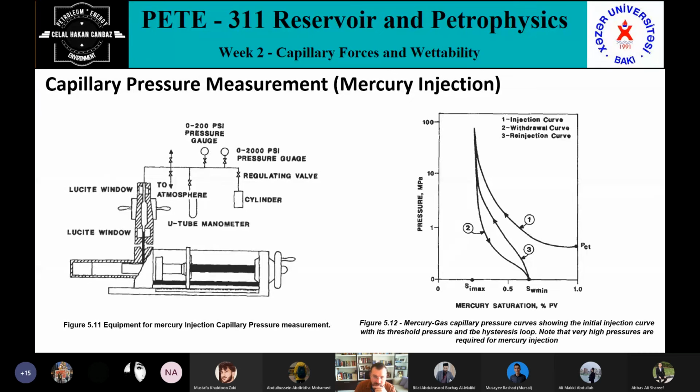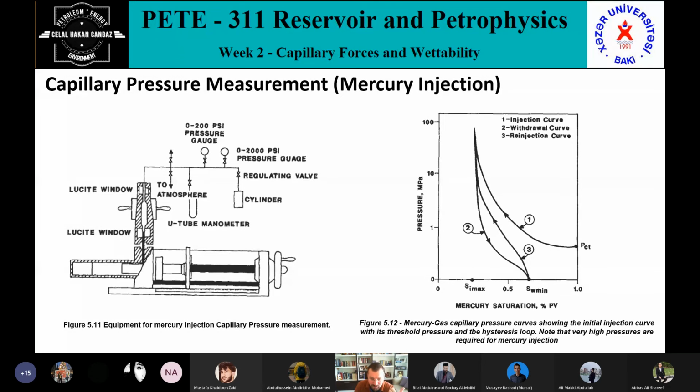So herein, again, how it works. Actually, it makes a kind of mercury injection. First the mercury injection and then withdrawal of mercury. It is actually a simple method. It can be conducted easily. You will inject the mercury and then take out.